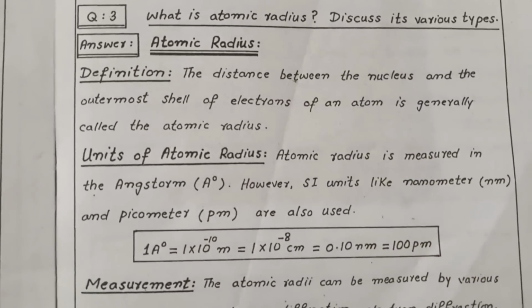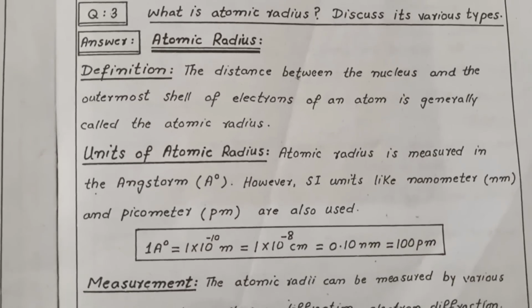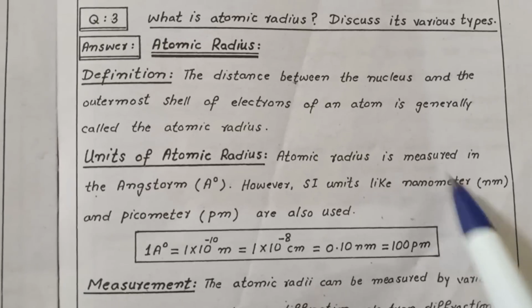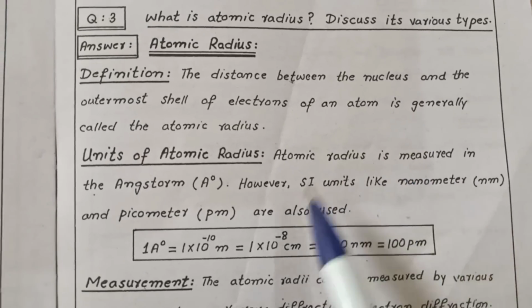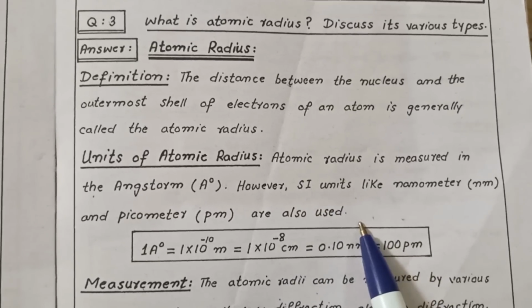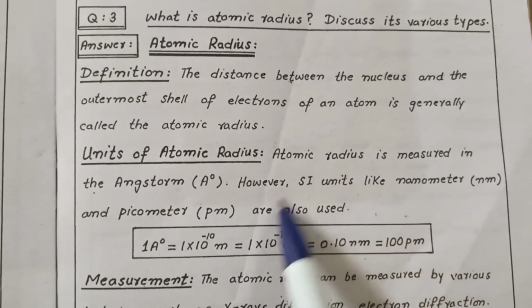Now what is the unit of atomic radius? Let's see. Atomic radius is measured in angstrom. However, SI units like nanometer and picometer are also used for the atomic radius. So these are the units of the atomic radius.